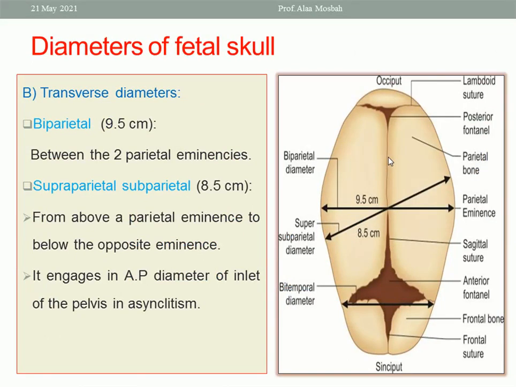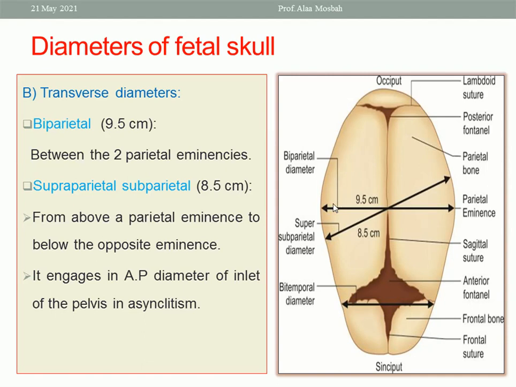Let us go to the transverse diameters, and we'll start with the largest one, which is the biparietal diameter, which extends, as you see in the picture, between the two parietal eminences on both sides. The most prominent part of the parietal bone on both sides is called the parietal eminence. It is 9.5 centimeter. This is the largest transverse diameter of the fetal skull.